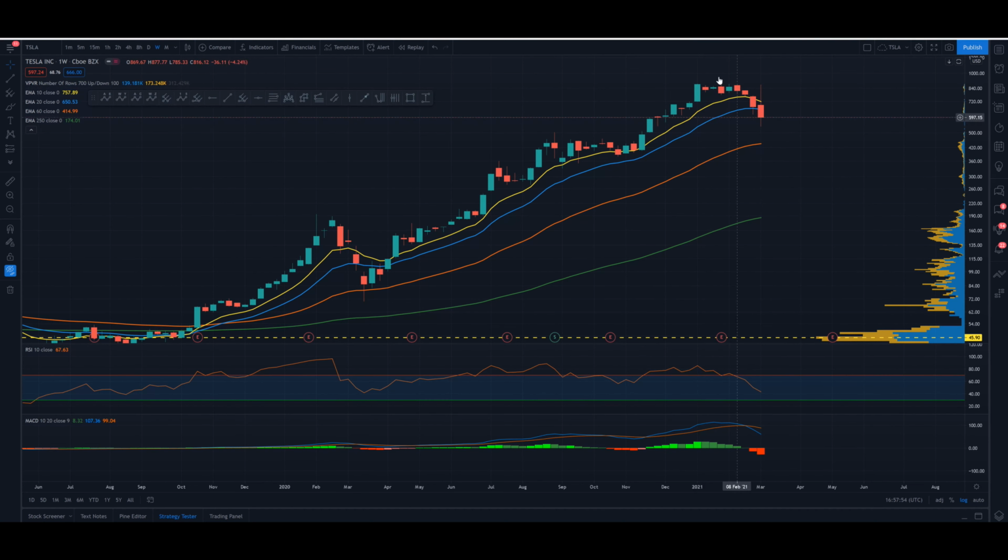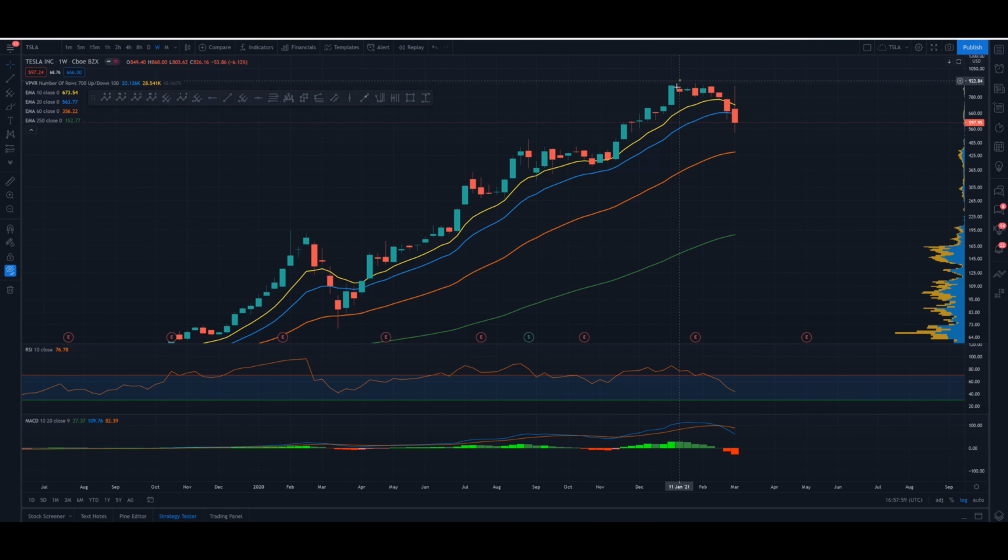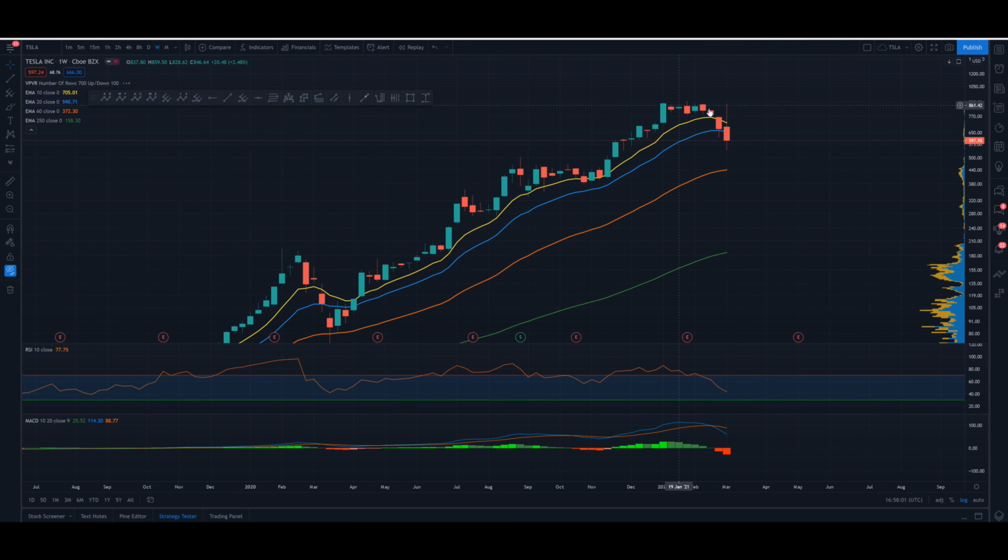Now, we all know, if you've been following my channel for the last few weeks, I called the top in Tesla a few weeks ago and discussed whether or not it was the high, and I was saying how we were in this fifth and final wave move up, and I entered a short trade and we've now been on our way down since.